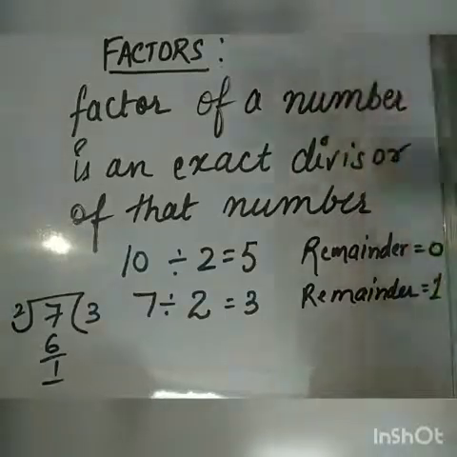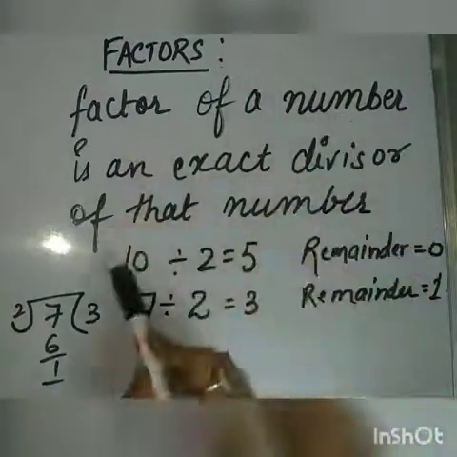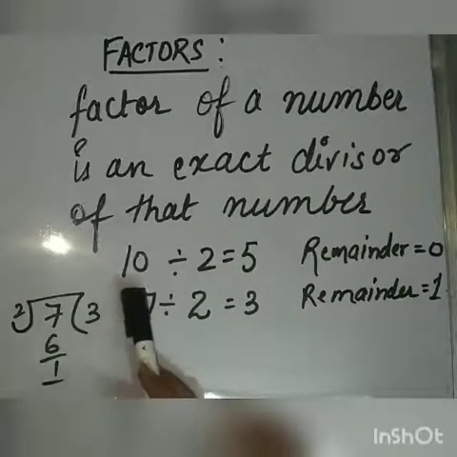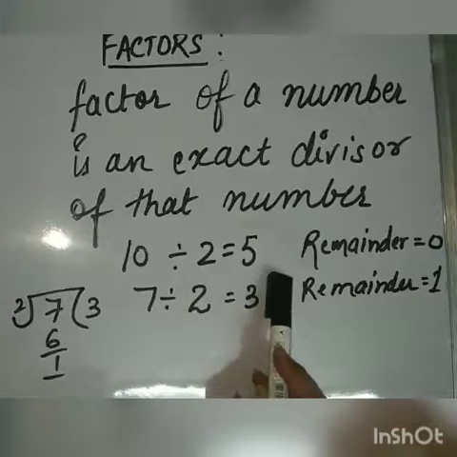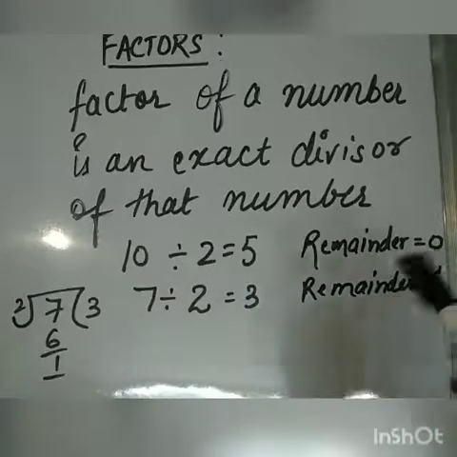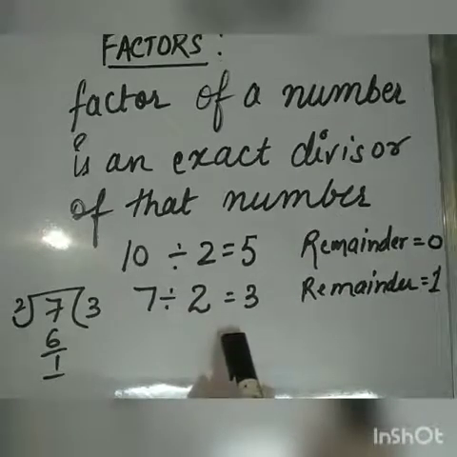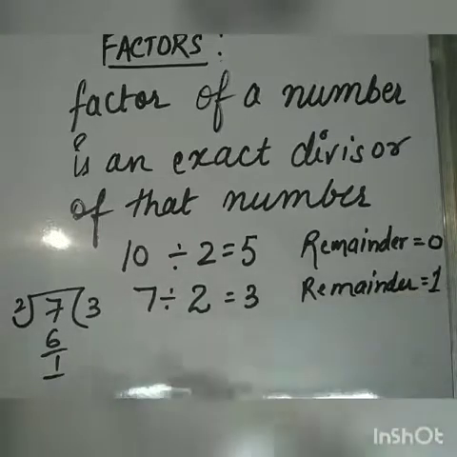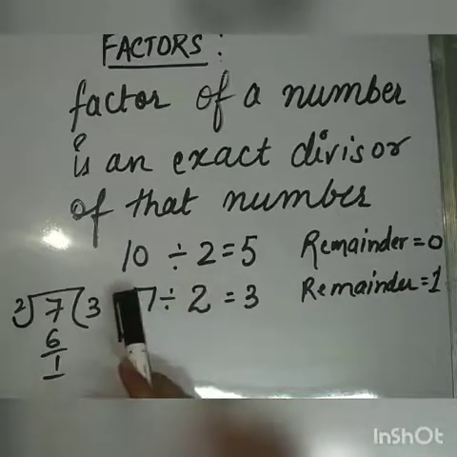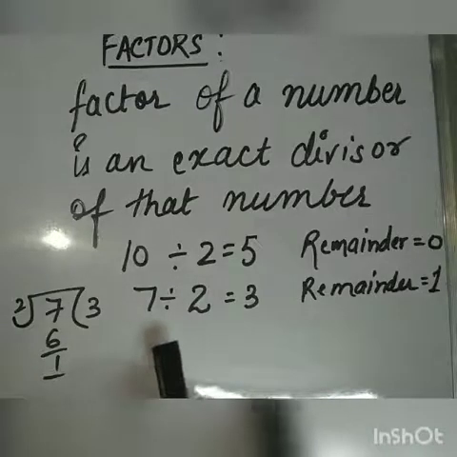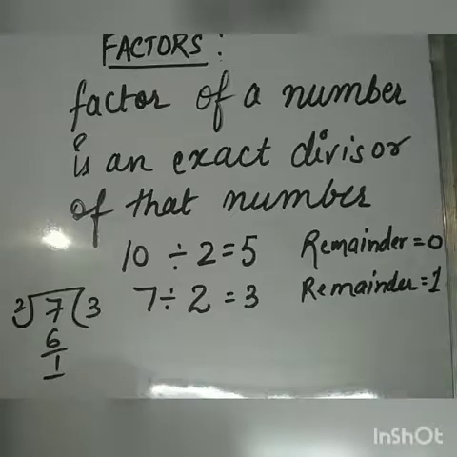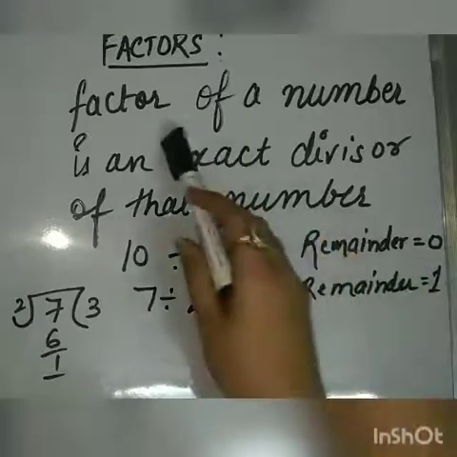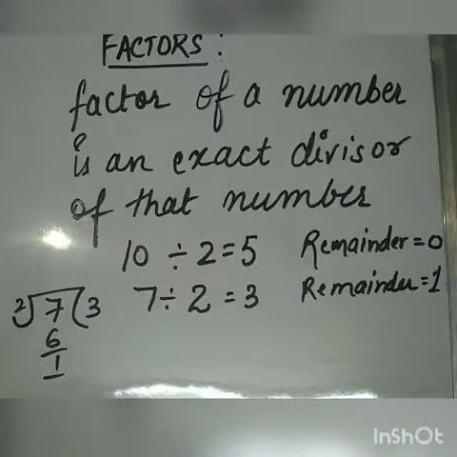So the definition of factors is: a factor of a number is an exact divisor of that number. For example, 10 divided by 2 is equal to 5, remainder 0. 7 divided by 2 is equal to 3 and the remainder is 1. This means 2 is a factor of 10 but not of 7, because when we divide 7 by 2, it leaves the remainder 1. So a factor of a number is an exact divisor of that number.